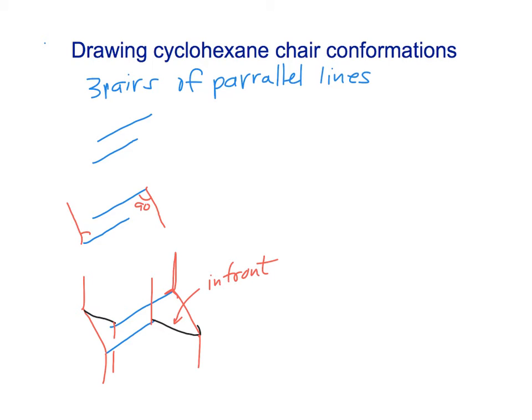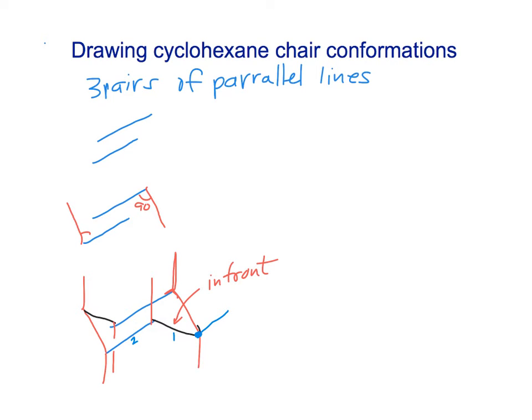Now the trickier bonds to draw are the equatorial bonds. And so the way that I think about them, I'm going to draw them right here, is that these bonds are going to be parallel to the carbon-carbon bonds that are 2 bonds away. So if I'm going to start here on this carbon, I would count this as bond 1, bond 2, and so the new bond is going to be parallel to that bond.